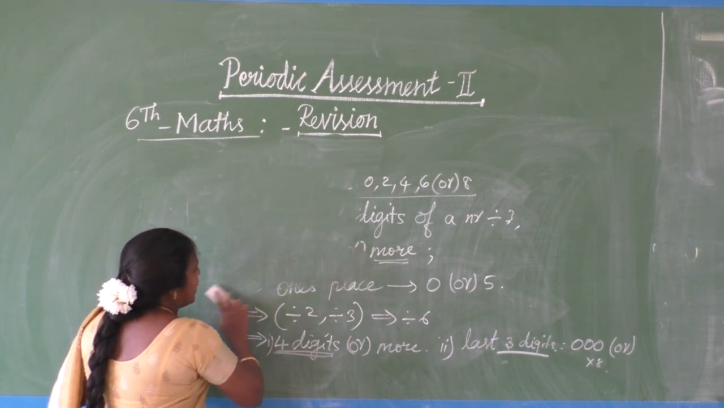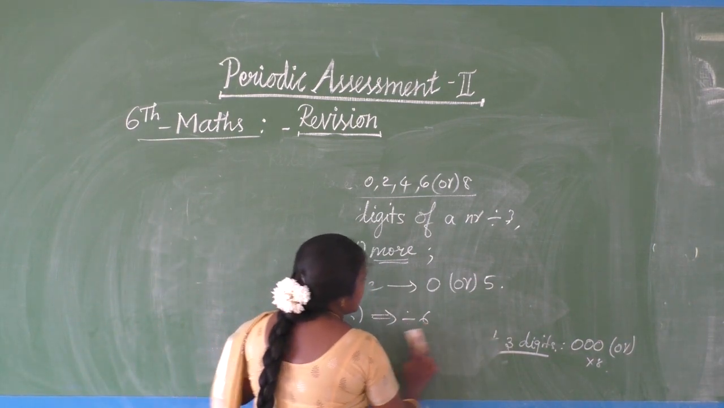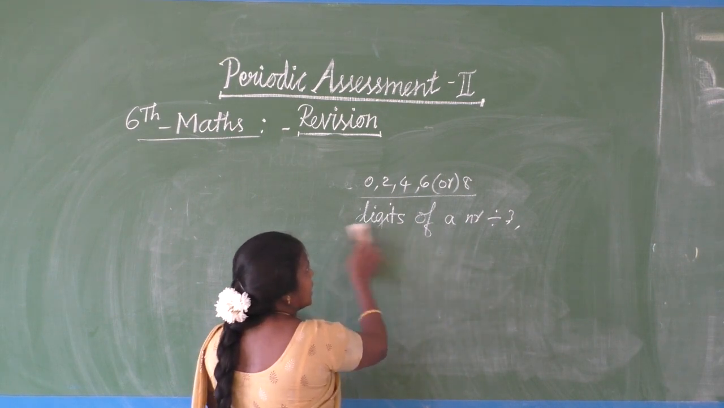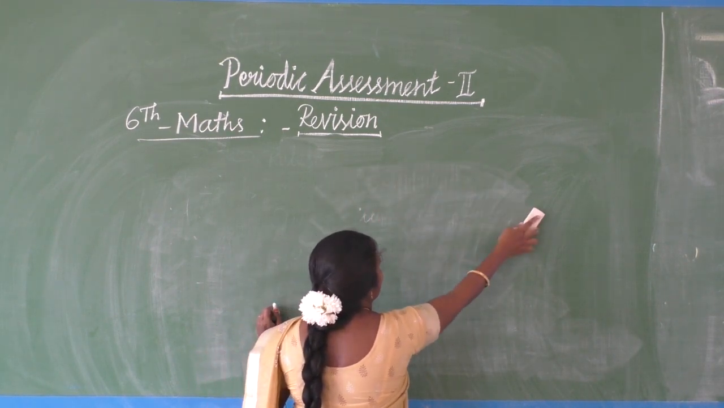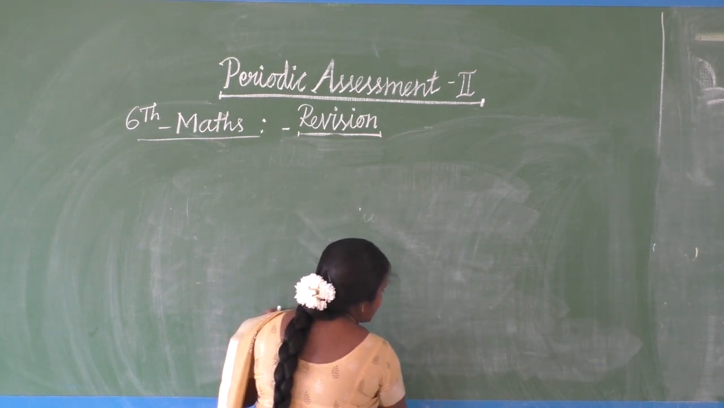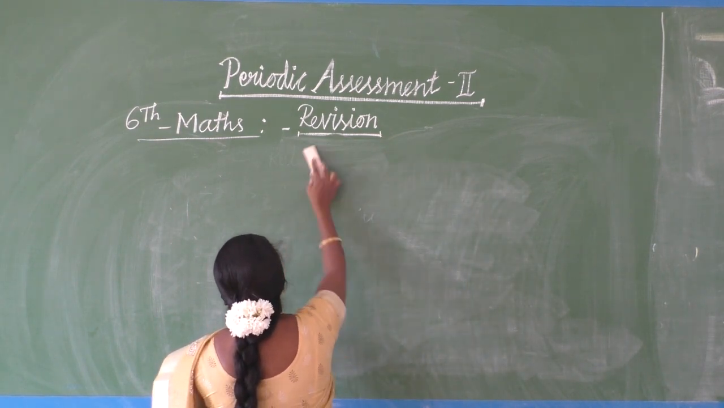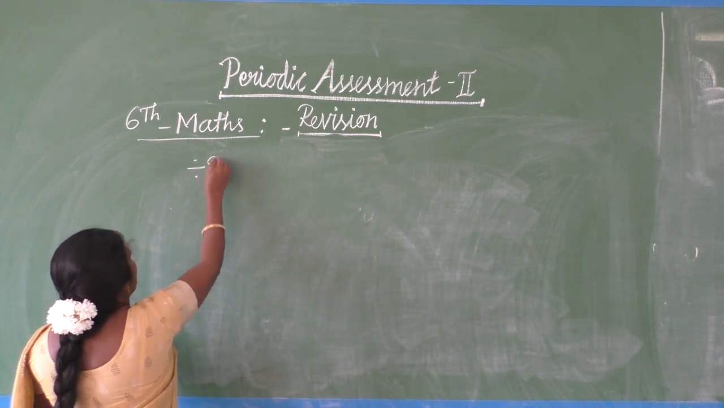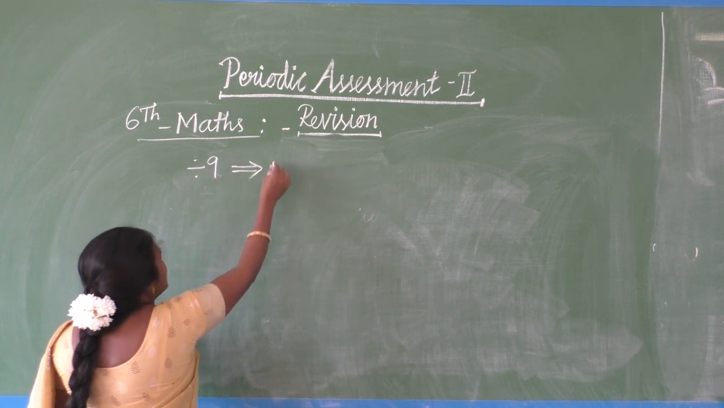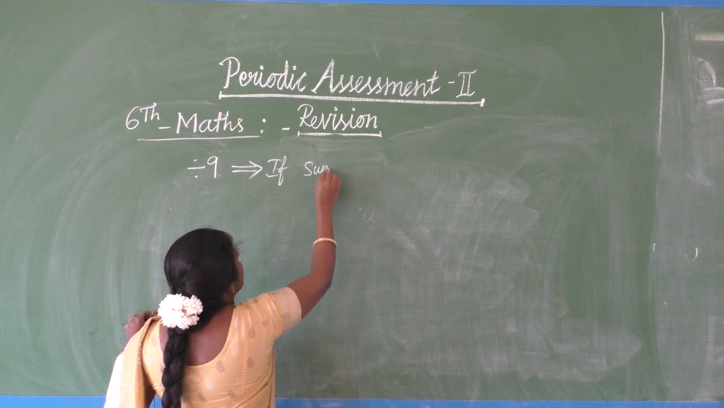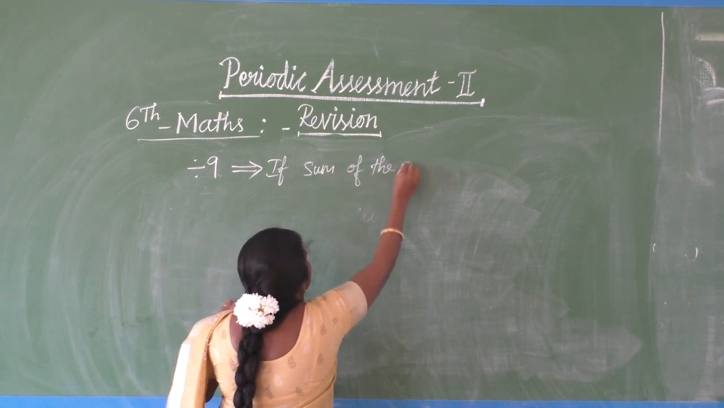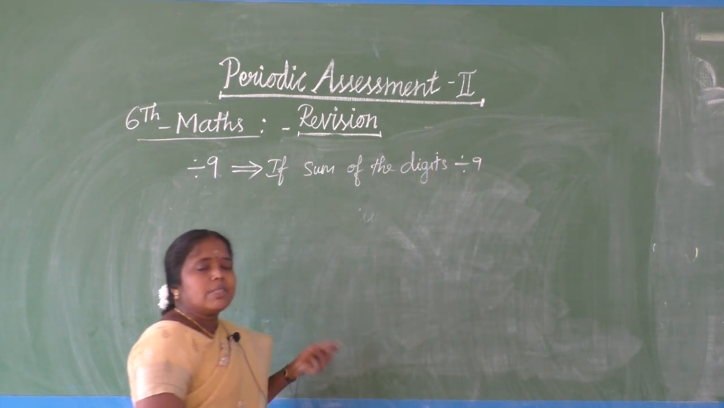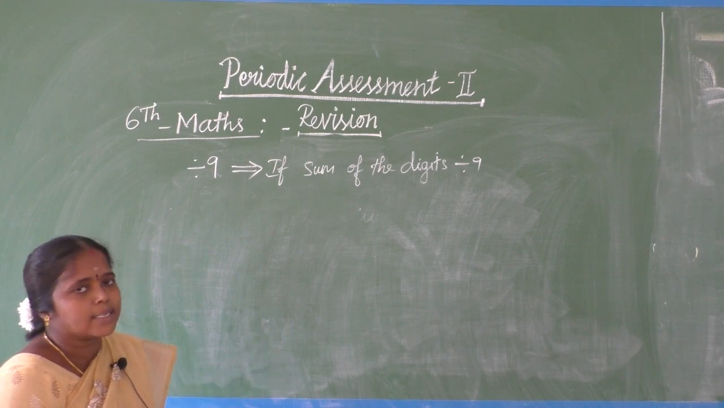Next, divisibility by 9. What it says? This is same as divisible by 3 only. In 3 what we have seen? If the sum of the digits of a number is divisible by 3, then it is divisible. Like that only divisible by 9 also. If the sum of the digits is divisible by 9, then it is divisible by 9. Okay, same as third rule.